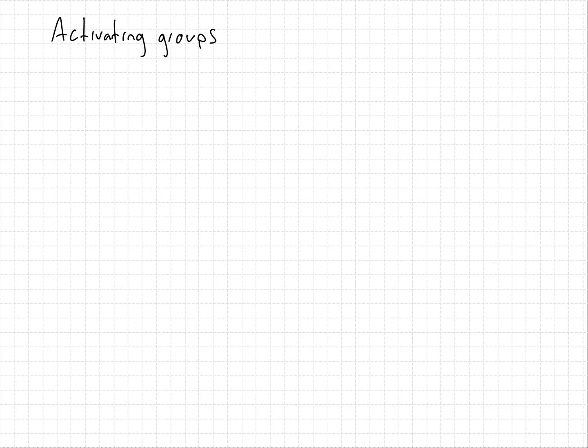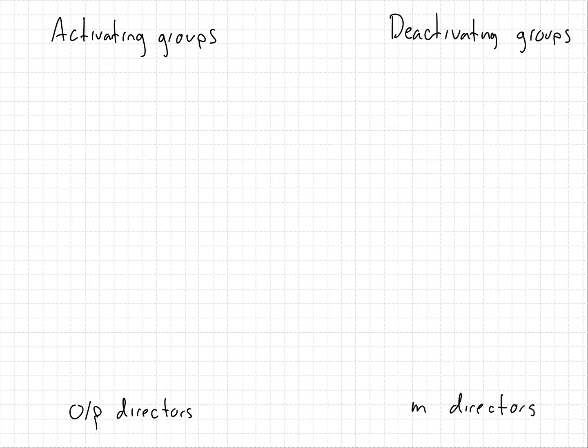So let's summarize this. This is a version of the chart that can be found in your textbook. We're going to sort this into activating groups, which are also ortho-para directors, and deactivating groups, which are also meta directors. In the middle, we're going to have the groups which are exceptions.